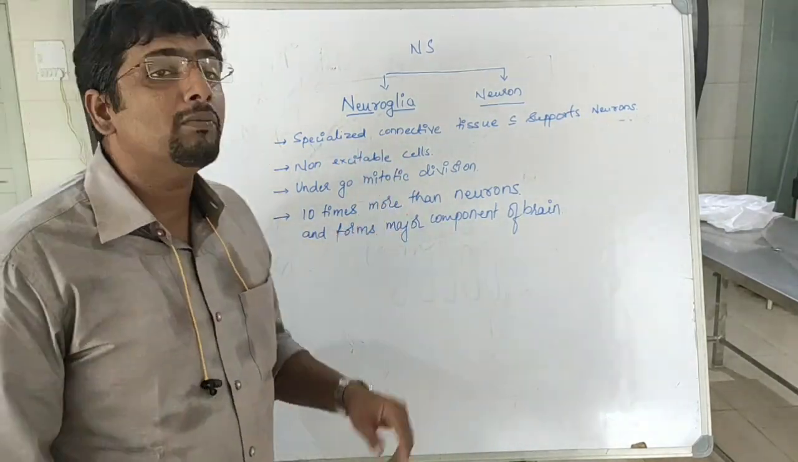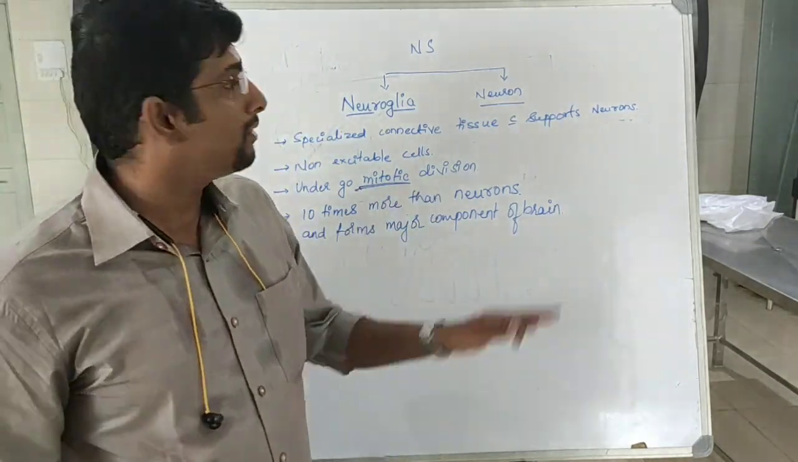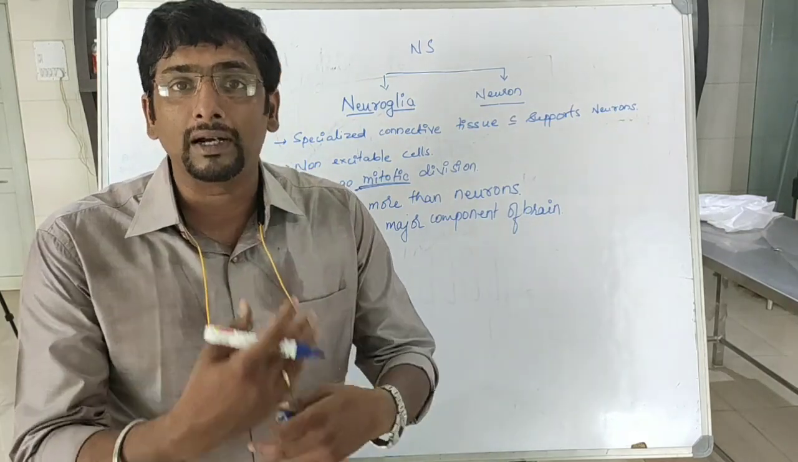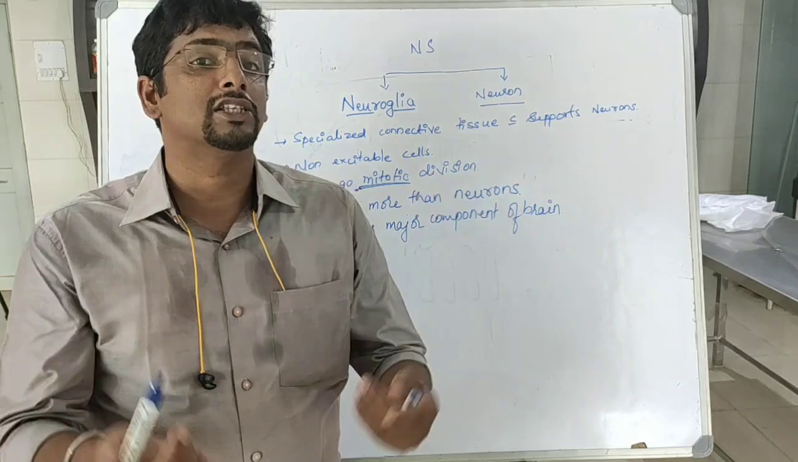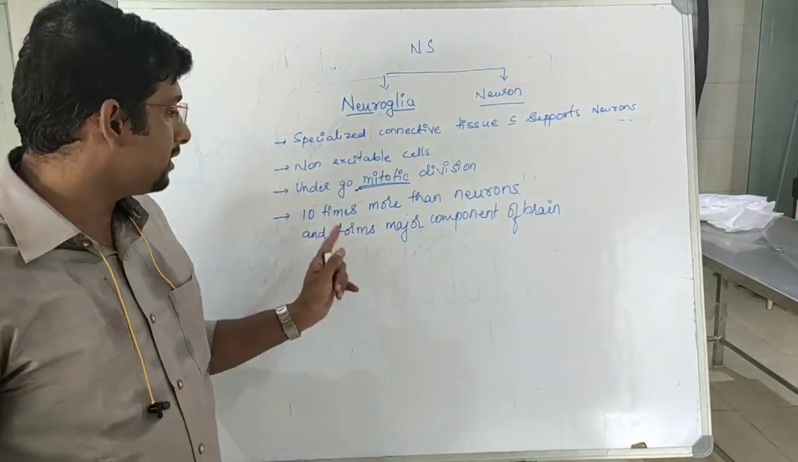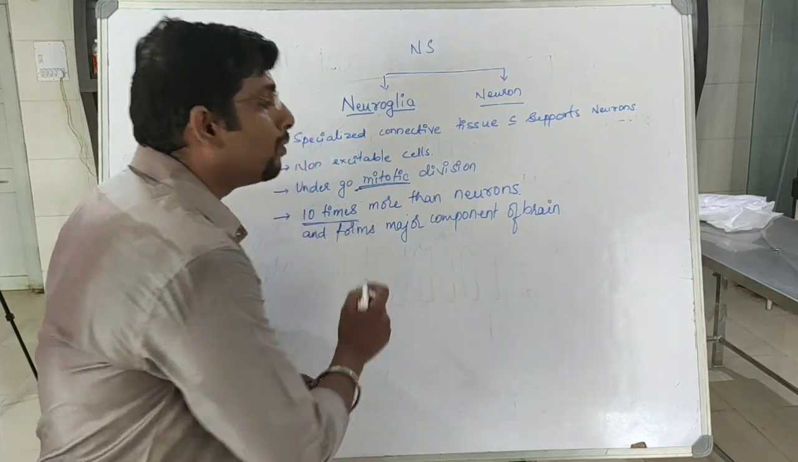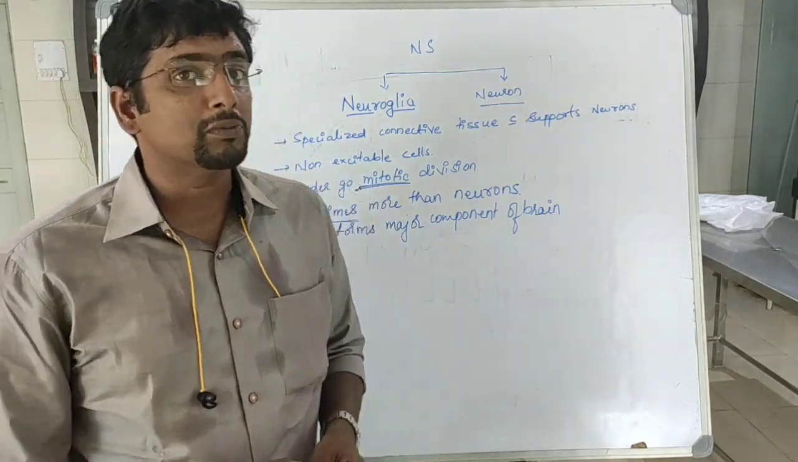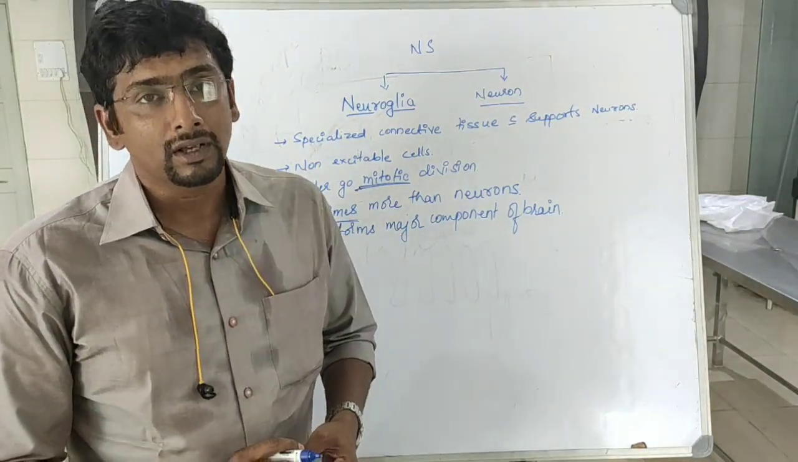And they undergo mitotic division. Meanwhile, neurons do not undergo mitotic division. They do not multiply, but neuroglia will multiply and increase their number. For the same reason, neuroglia cells are 10 times more than the neurons, and they form the major component in the CNS.